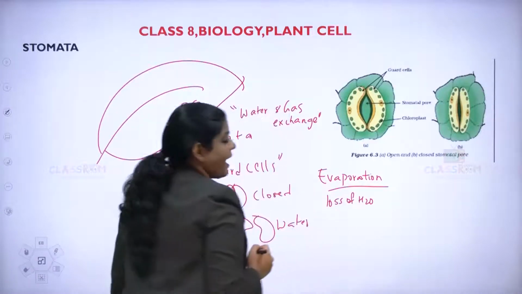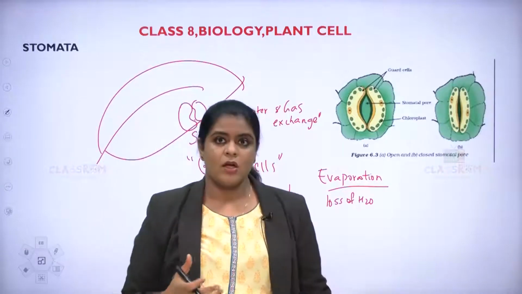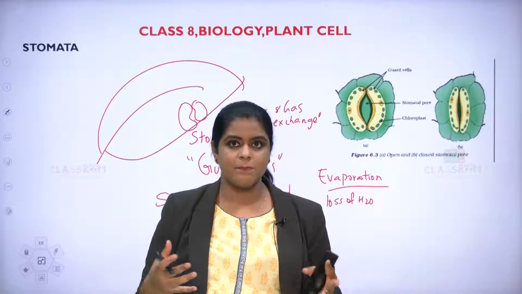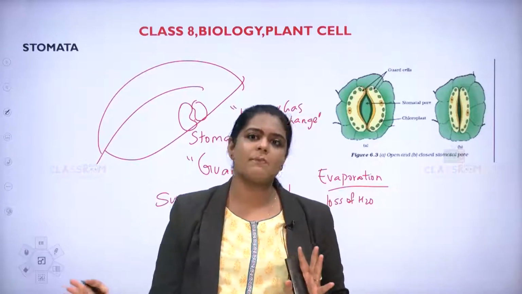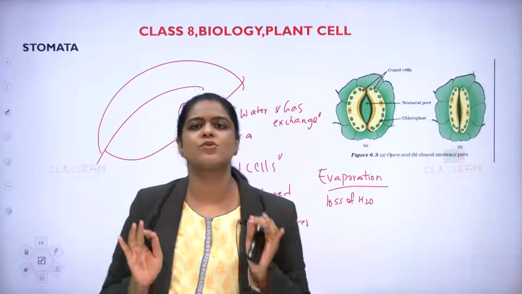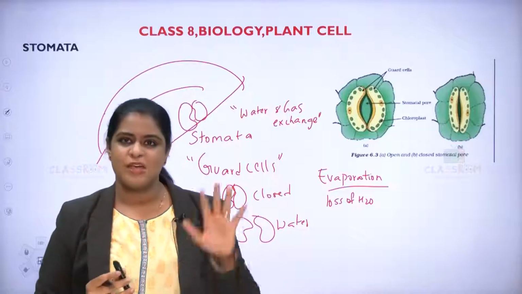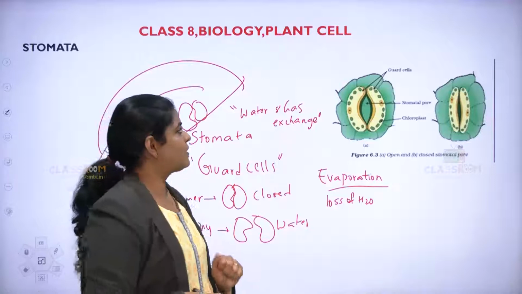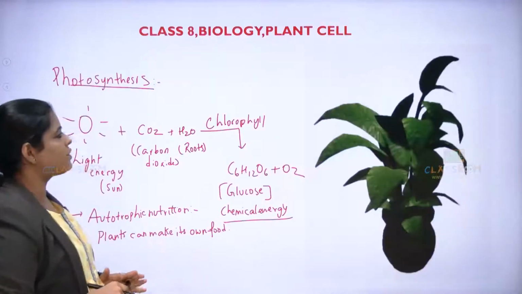Alright. And do you know something? Of the water in the whole plant system, 95% evaporates, and only 5% is used for the process of photosynthesis. So remember, only 5% of the water is used for photosynthesis. So now let's wrap up the chapter.